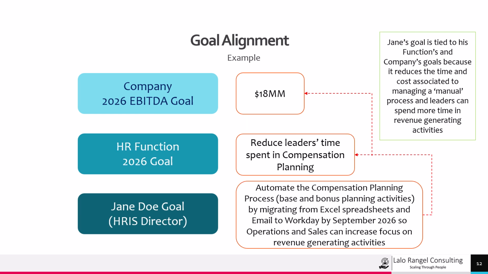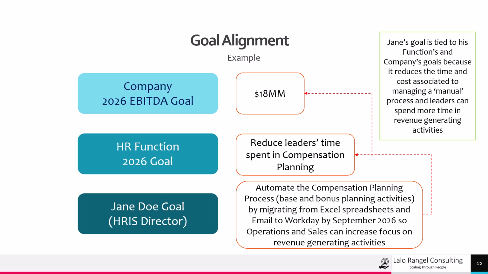This is another example of goal alignment and goal setting, but now in the HR function and specifically for the HR Information Systems Director. In this example, the company was using Excel spreadsheets for the compensation planning process, in which they recommend base salary increase and bonus payout recommendations.